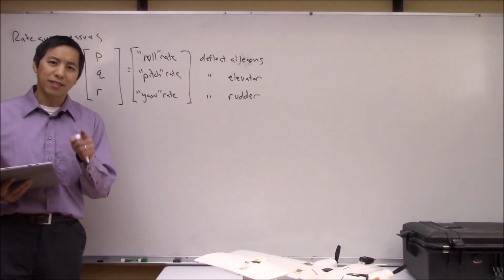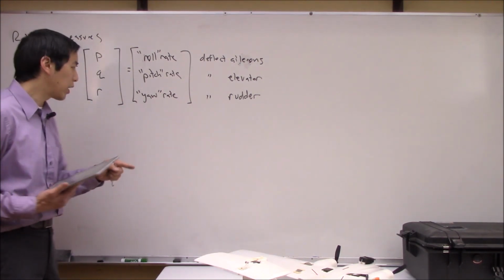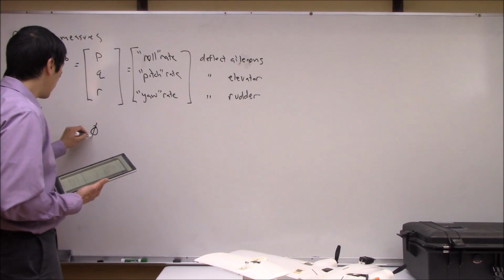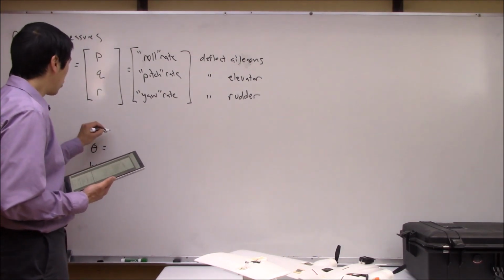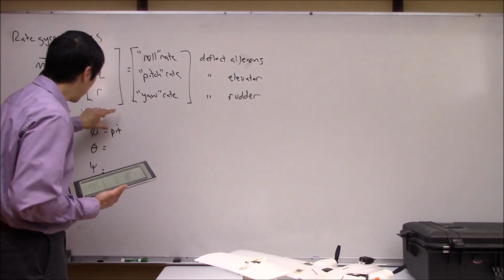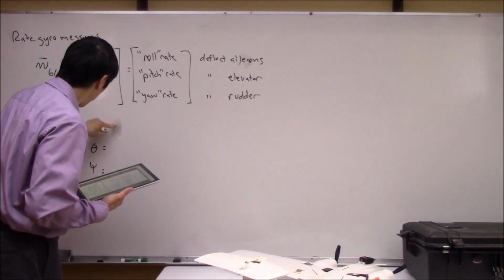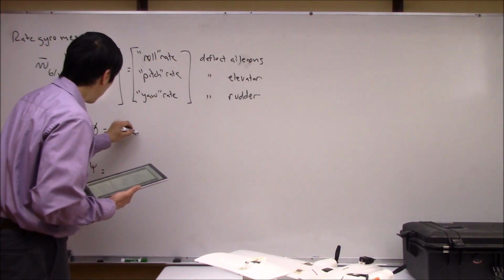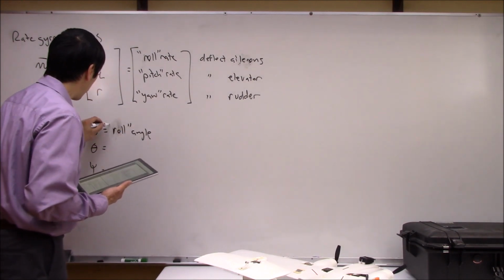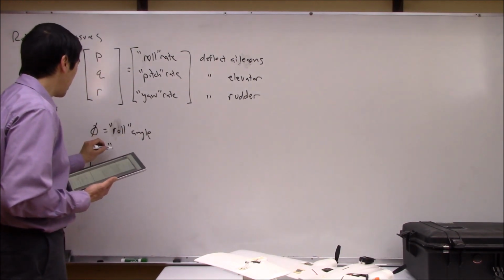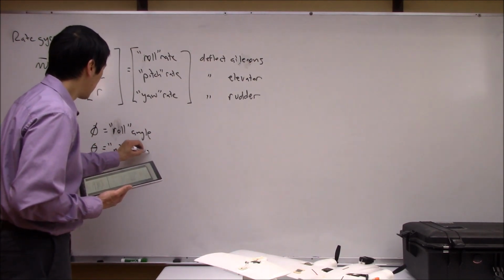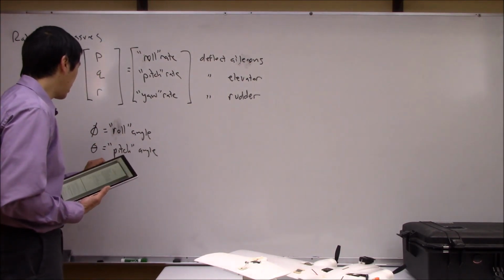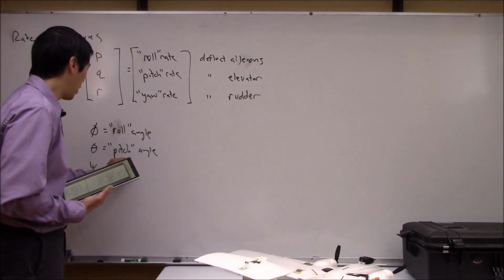Now, the thing that makes this interesting is, if you remember from our Euler angle discussion, we said the Euler angles phi, theta, and psi. Phi was your pitch, or excuse me, your roll angle, and again, let me put this in quotes. Same thing, theta was what we sometimes refer to as your pitch angle, and similarly, psi is your yaw angle.